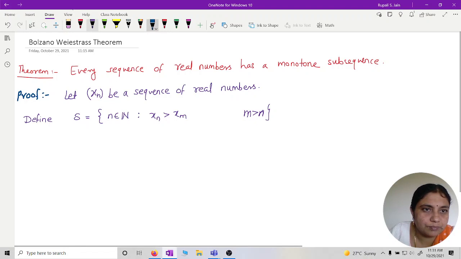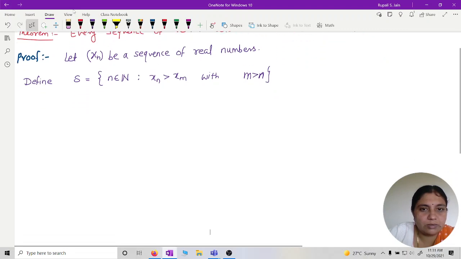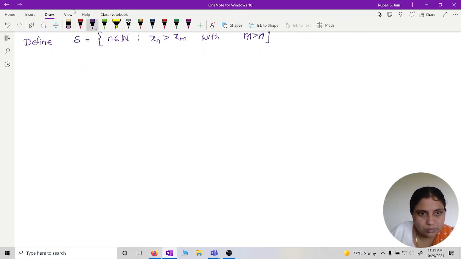I can write it with m greater than n. Can I define such a set? For this, you can imagine, let me draw one diagram. Everyone knows volcano?